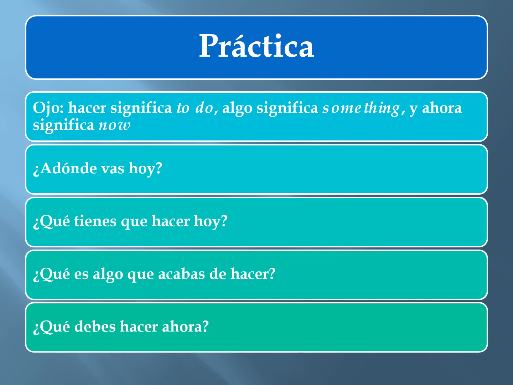So in our first one, ¿a dónde vas hoy? Where are you going today? You can say, yo voy a la escuela. I'm going to school. ¿Qué tienes que hacer hoy? What do you have to do today? Yo tengo que estudiar. I have to study. ¿Qué es algo que acabas de hacer? What's something you've just done? Yo acabo de comer desayuno. I just ate breakfast. ¿Qué debes hacer ahora? What should you do now? Yo debo escuchar. I should listen.